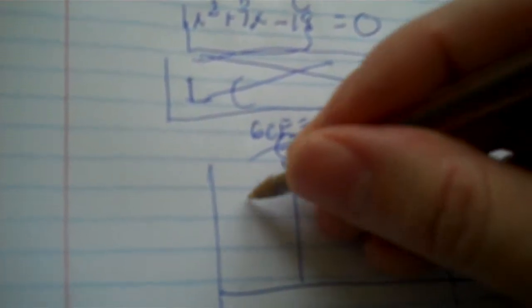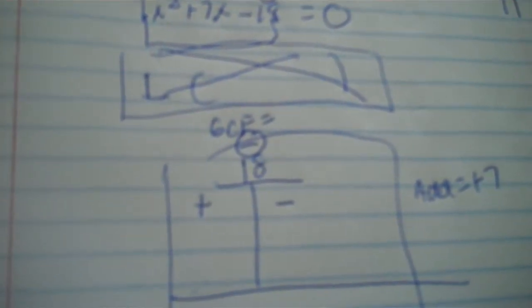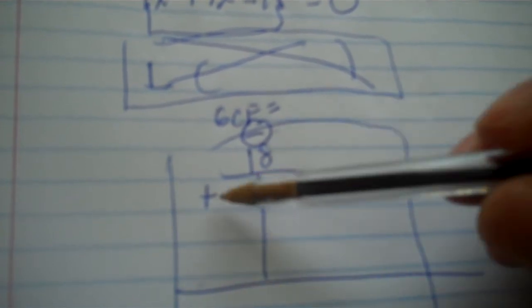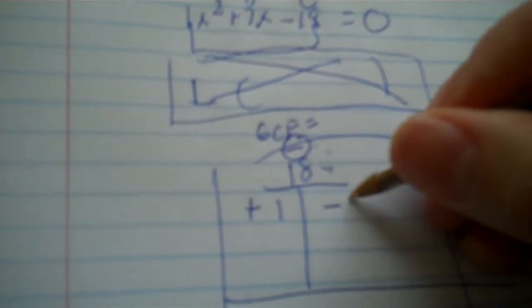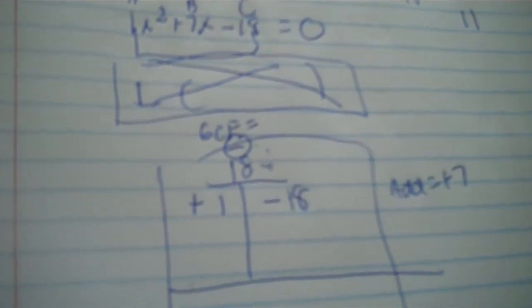So 1 times negative 18 is negative 18. Now it's a negative this time. Okay, so a negative means it's a positive times a negative. So we're adding to try to get to plus 7. Remember, negative means we need one positive, one negative. Now start dividing. 18 divided by 1 is 18. That adds to negative 17.